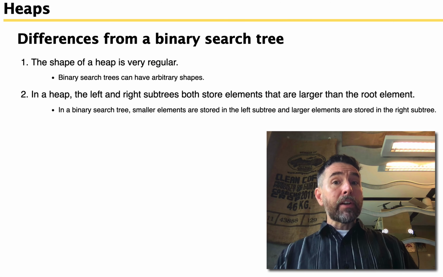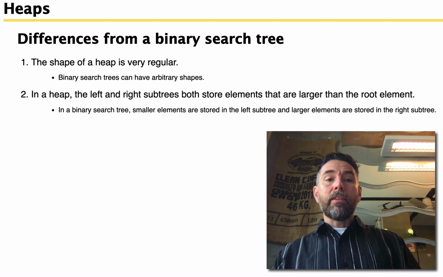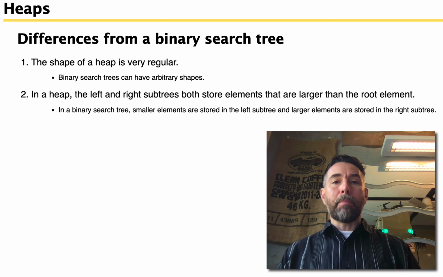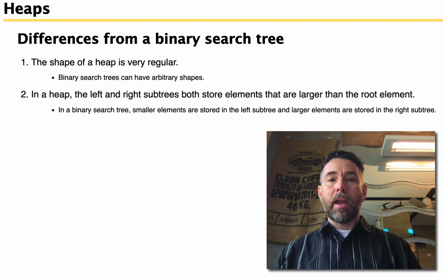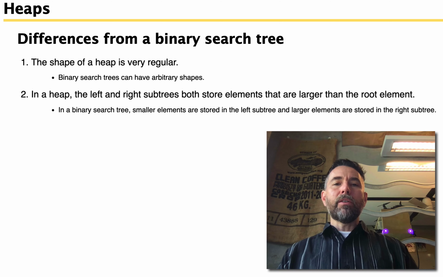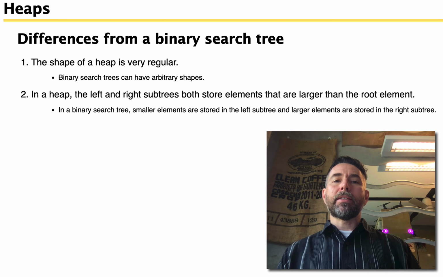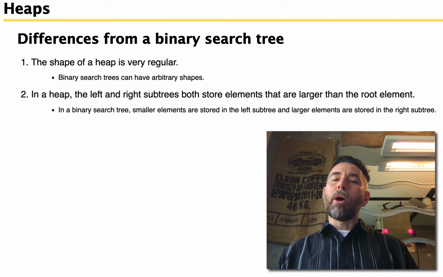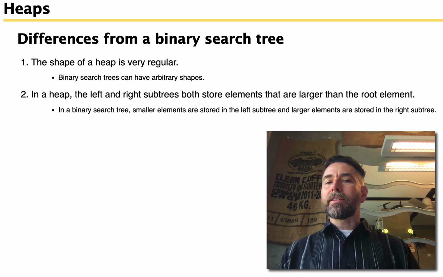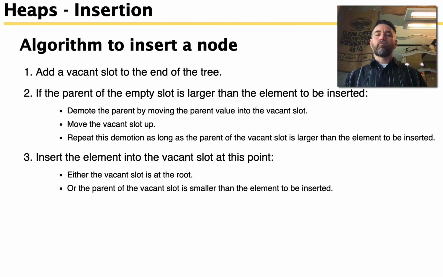A heap is different than a binary search tree, though. The shape of the heap is very regular. It builds out layer by layer, whereas a binary search tree can have an arbitrary shape, depending on the order in which you put things into that binary search tree. In the heap, the left and right subtrees both store elements that are larger than the root element. But in a binary search tree, the smaller elements are stored to the left and the larger elements to the right. So it's left-right rather than up-down.